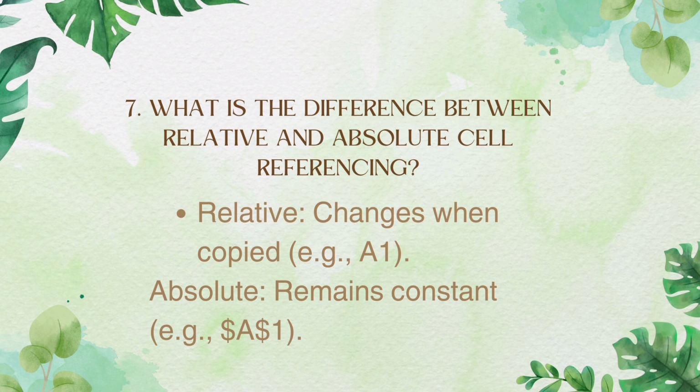Next question is, what is the difference between relative and absolute cell referencing? A relative cell reference changes when we copy and paste the cell. For instance, A1 will change, whereas an absolute reference remains constant, and the dollar symbol helps us keep it constant.